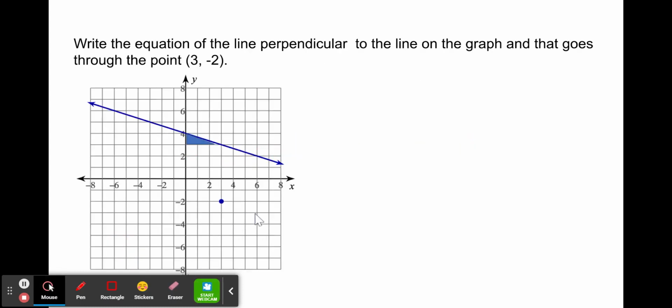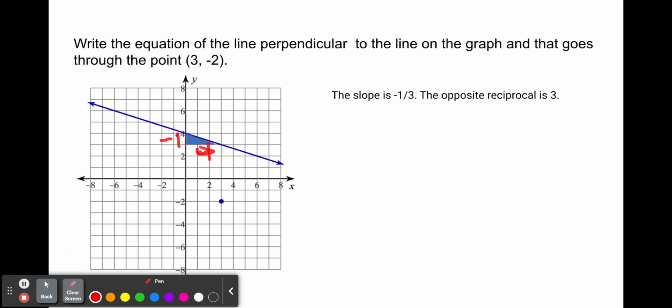Okay, so let's go over this example. We first need to figure out the slope of this line. So it's going down 1 and over 4, not over 4, sorry, the slide's right. It's going down 1 over 3. So that means the slope is negative 1/3. So the opposite reciprocal slope would be 3.